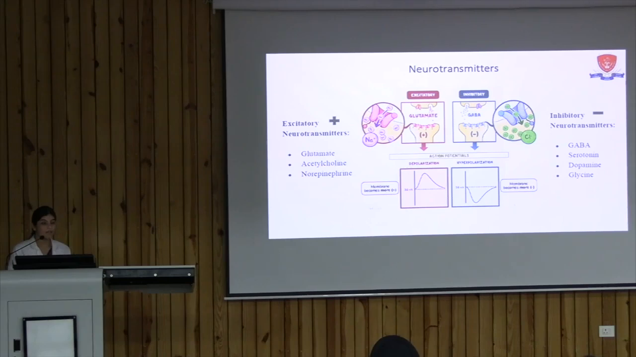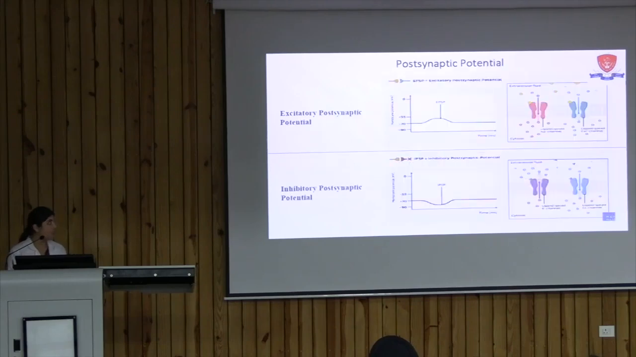Neurotransmitters are described under 2 headings, namely excitatory and inhibitory, based on their chemical composition and the subsequent receptor to which they bind. Examples of excitatory neurotransmitters include glutamate, acetylcholine, epinephrine and norepinephrine, and examples of inhibitory neurotransmitters include GABA, serotonin, dopamine and glycine. The binding of the neurotransmitter leads to the genesis of either an excitatory postsynaptic potential or an inhibitory postsynaptic potential.